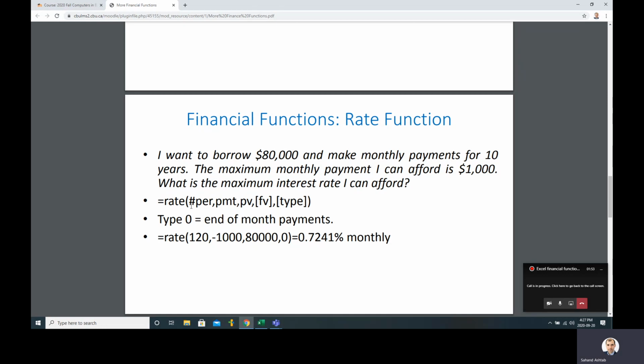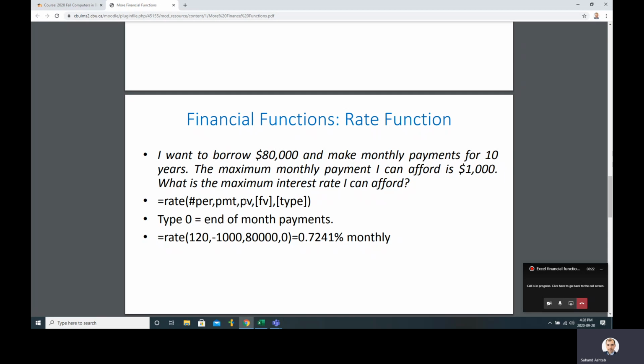So the first argument in the RATE function, the number of periods or payments, is the total number of time units, which would be 10 years multiplied by 12, because we are making monthly payments. That would be 120 payments. The payment is $1,000 a month. As it is a payment, it goes in with the negative sign.